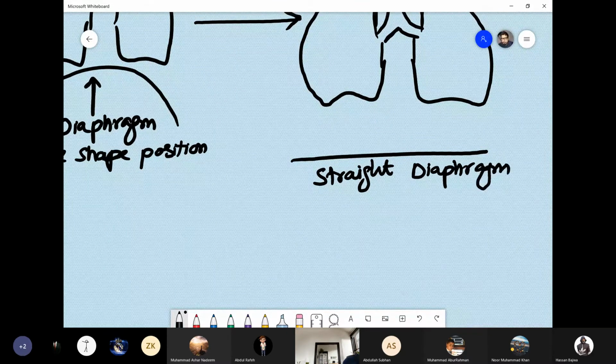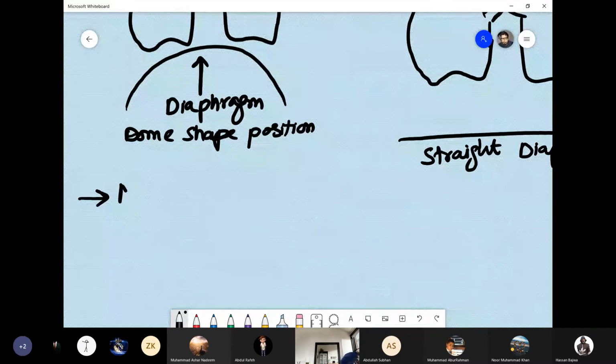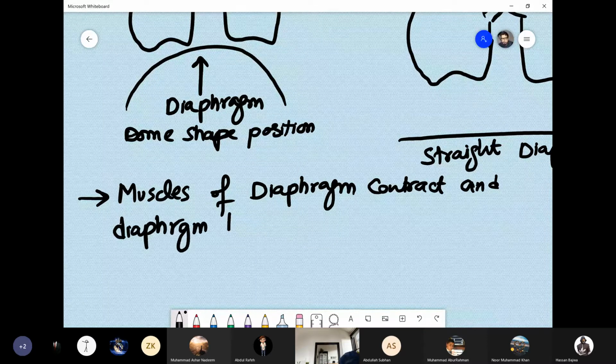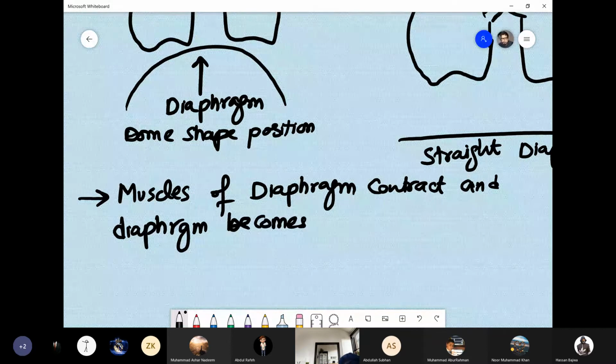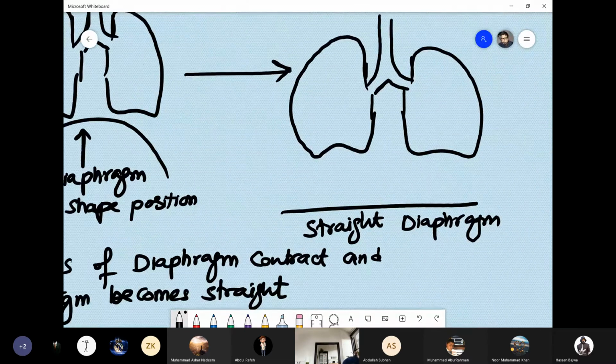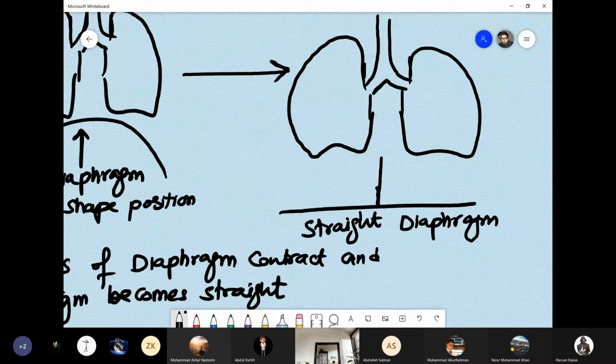So let me write down the first step. The muscles of the diaphragm contract and the diaphragm becomes straight. Muscles of the diaphragm contract and the diaphragm becomes straight. Right, boys? Now, as the diaphragm becomes straight, you guys can see now there is a gap in between the diaphragm and the lungs. Can you guys see this or not?